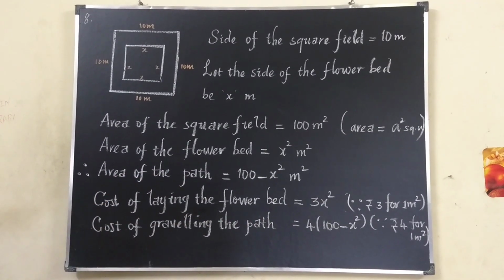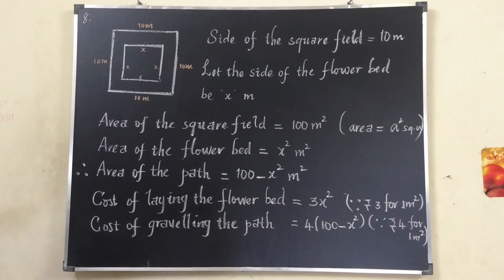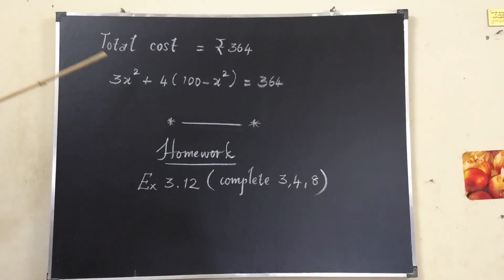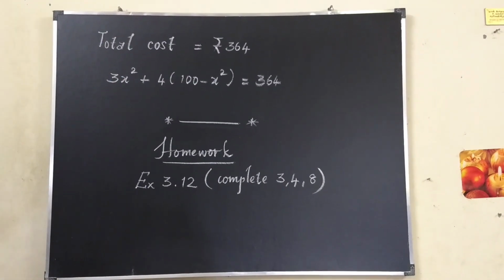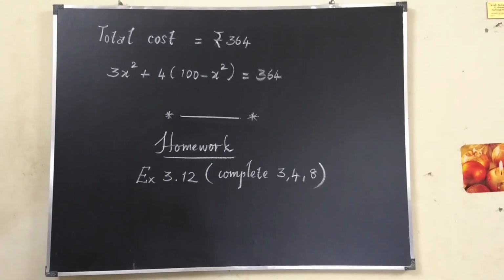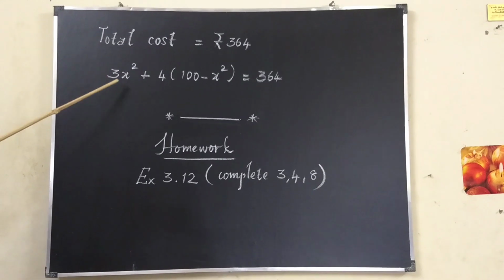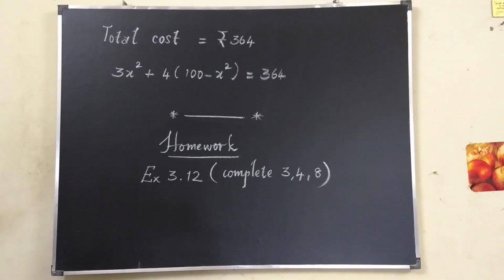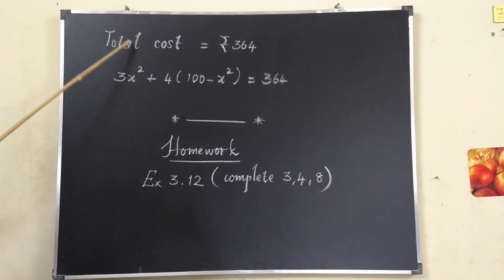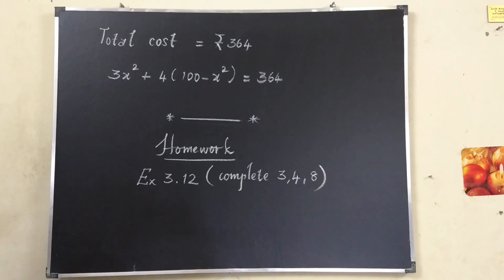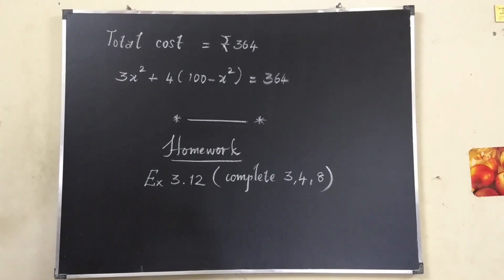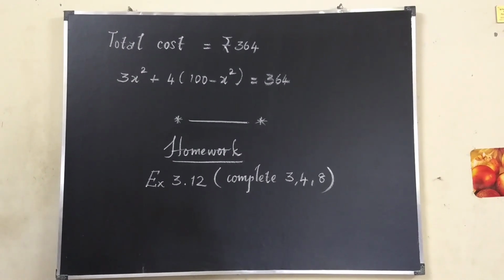Then the total cost is also given. From this we have to calculate the equation. This is given as rupees 364. What does this total cost stand for? Cost of laying the flower bed plus cost of graveling the footpath. That is, the cost of laying the flower bed is 3x square, and the cost of graveling the footpath is equal to 4 of 100 minus x square. When we add them up, that is equal to 364. Is the sum completed? No. From this you have to derive the equation and find the width of the pathway by yourself.